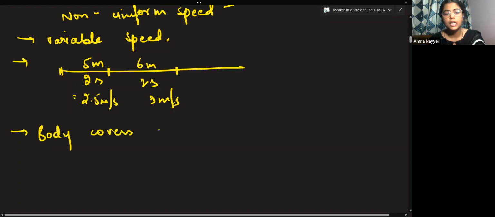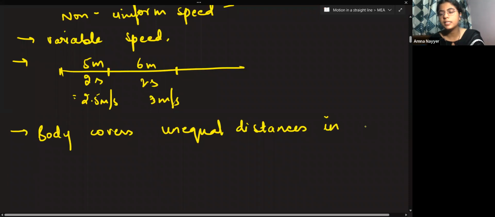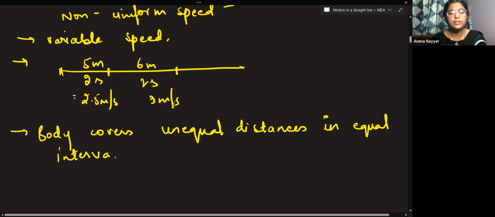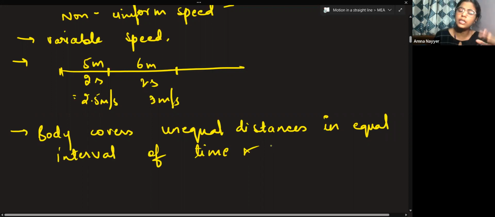So the body covers unequal distances in equal intervals of time, and vice versa. Means equal distances in unequal intervals of time. Time can also vary. It can be 5 meter, but time can be 3 seconds. Both can be variable and vice versa.